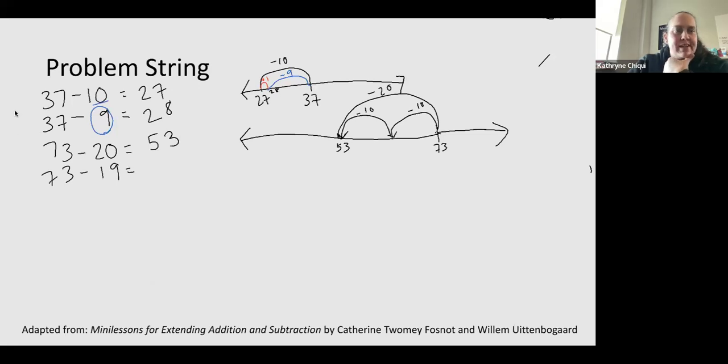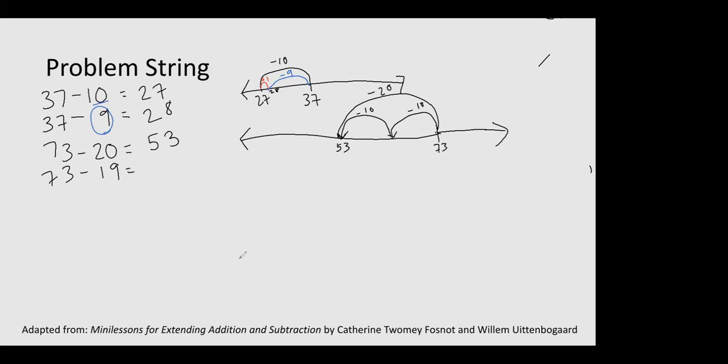Paulina, would you be able to unmute and talk to me about what you did? Sure. Based on the one that we did before, 37 minus 10 and then 37 minus 9, I'm seeing the same pattern. So I understand that 20 is 2 groups of 10, so 19 is 1 less than 20. I'm going to take that 1 and add it to the answer 53, and I would get the answer 54. Nice.